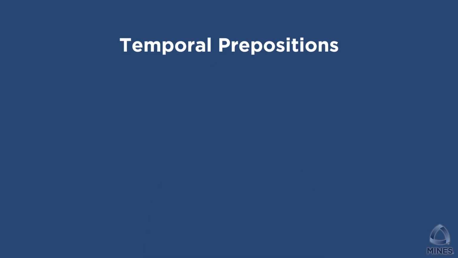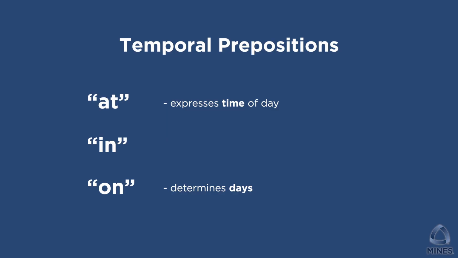Temporal prepositions. Prepositions that describe points in time are at, in, and on. On is used to determine days. At is used to express time of day, and in is used with parts of the day that are not defined by specific times, with months and years, and with the seasons.